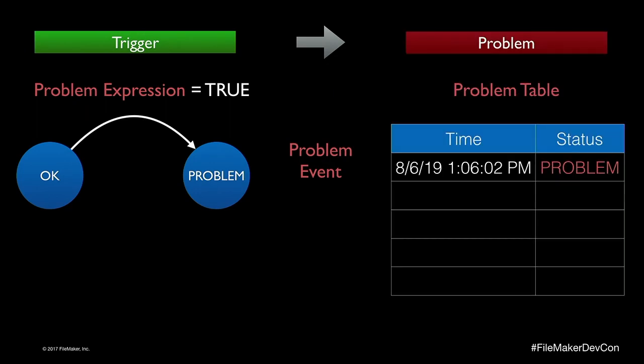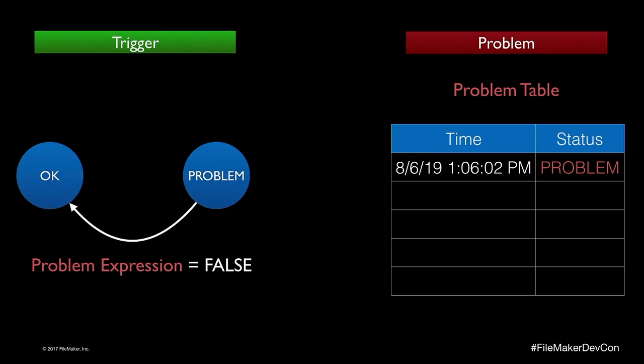Every time that a problem is identified, it's going to work in this same way, and that's in contrast to when a problem is resolved, which can happen in one of three ways. Let's take a look at the first of those. We have our trigger, it's in the problem status, and a new value is collected, which causes our problem expression to come back as false. In this case, we'll rely on that problem expression to tell us when the problem is resolved.